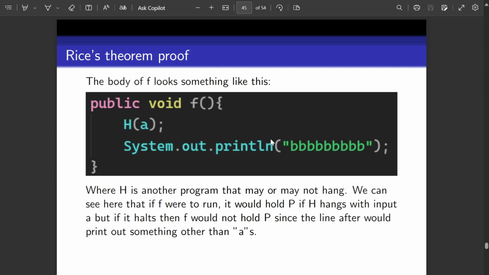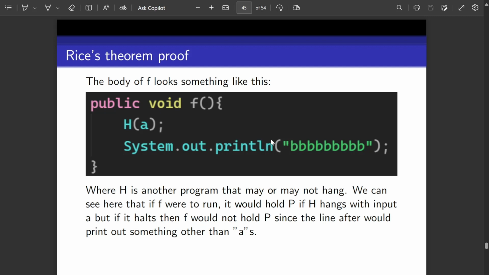So what is H though? So H is another program that may halt or hang depending on what the input of A is. Since it could halt and it could hang, we've reduced this semantic problem to the halting problem. And since we can do that, we know that it's undecidable.